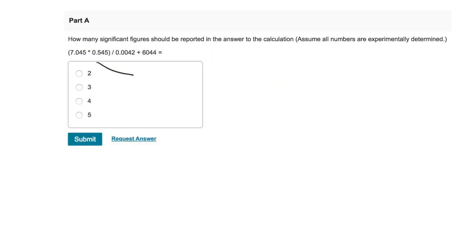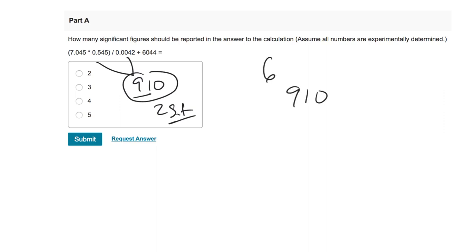Sig fig question here. If I do this arithmetic, 2 numbers multiplied together, divided by a number, let's look at that first. So the order of operations would be 7.045 times 0.545. That quantity divided by 0.0042. So with multiplication and division, this number would be rounded to 2 sig figs, 910. So I take 910 and then 6044, good to this placeholder. And so my result here is going to be rounded to the tens placeholder.